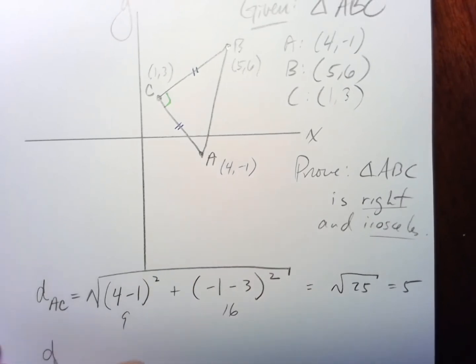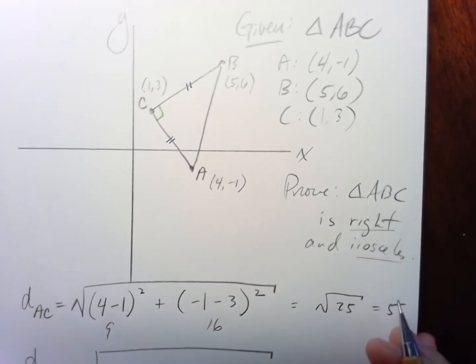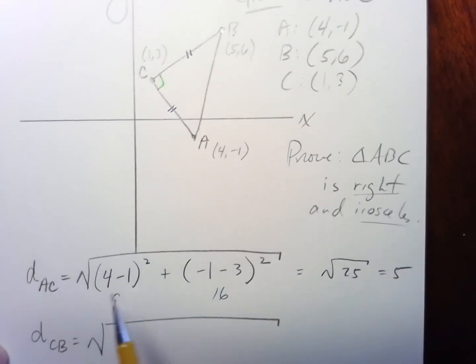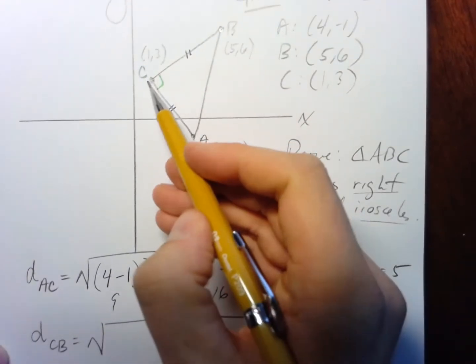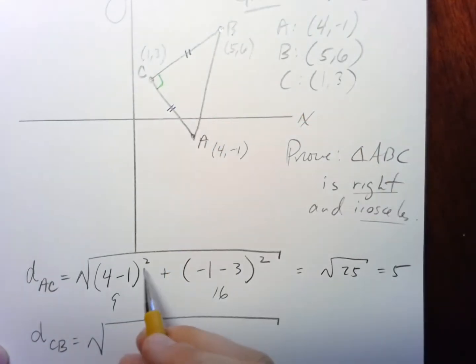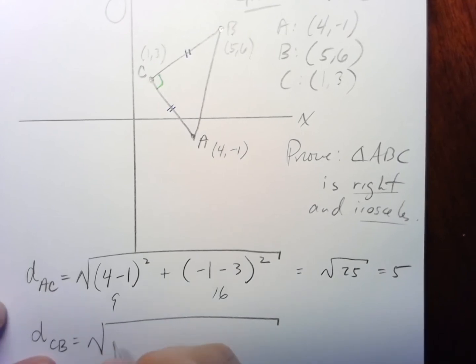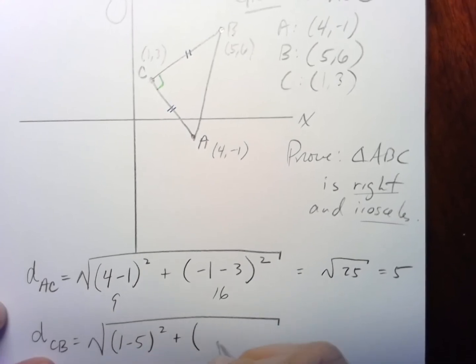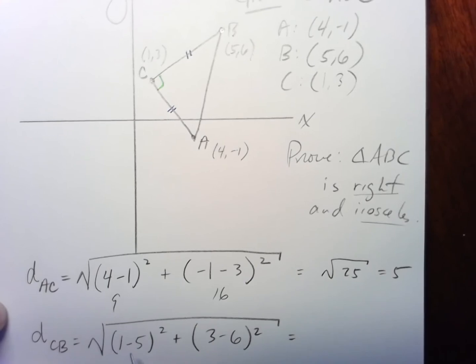And so now let's take the distance of CB. And like I said, it doesn't matter which way you set this up. If you do this is point 1 or this is point 1, it's not going to matter, because when you square everything, the distance becomes a positive number. So C, so we're going to have the change in the x's. So 1 minus 5, and the change in the y's. So 1 minus 5 is negative 4, but squared is a positive 16. 3 minus 6 is a negative 3, but squared is going to be 9.